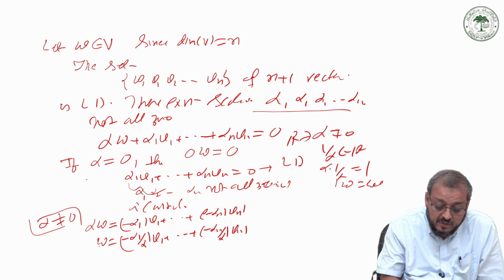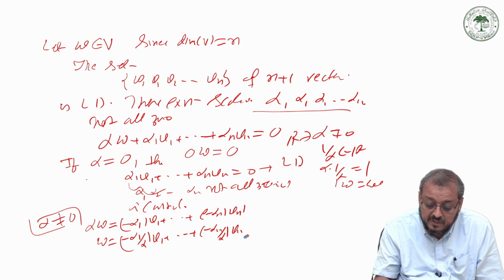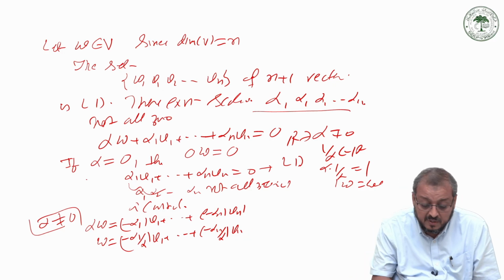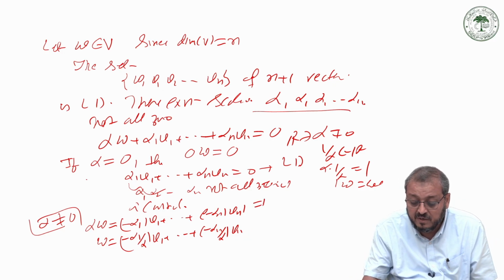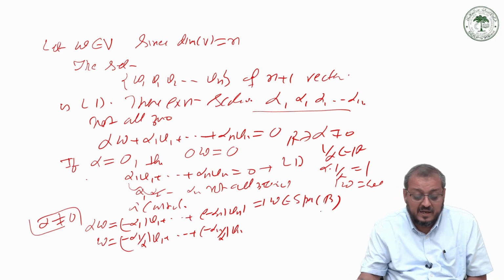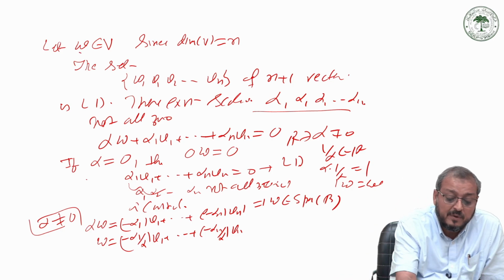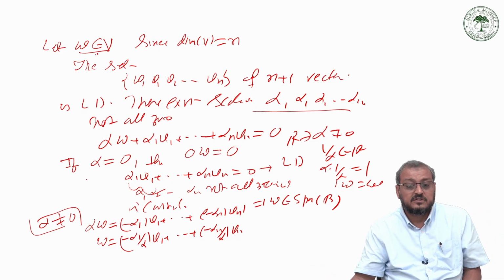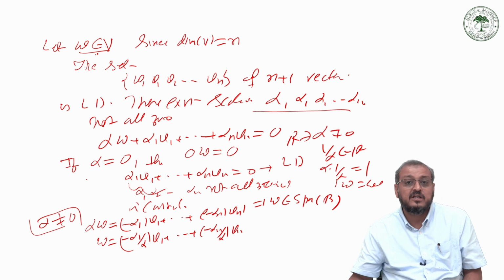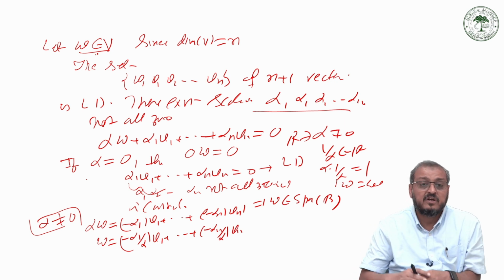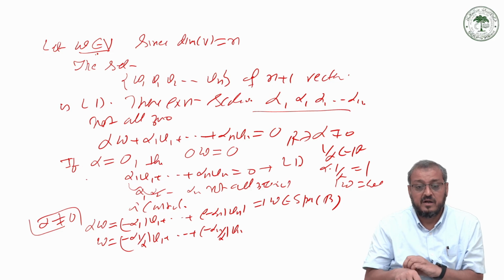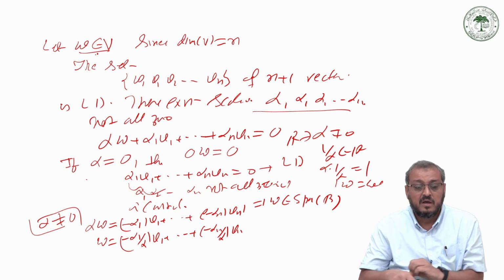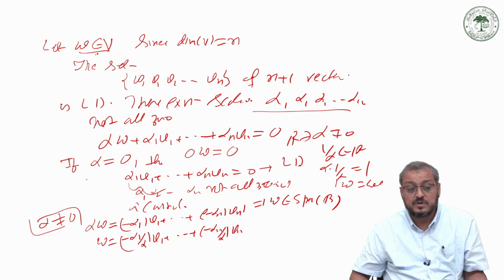So w can be written as a finite linear combination of the elements v1, v2, ..., vn, and this implies that w belongs to the span of B, and then w is an element of V. So this means the span of B generates the whole set V. If the span of B generates the whole of V, then we can say that the set B, being linearly independent, forms a basis of the vector space V.